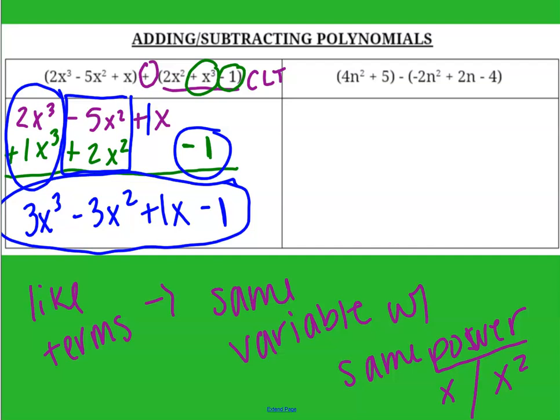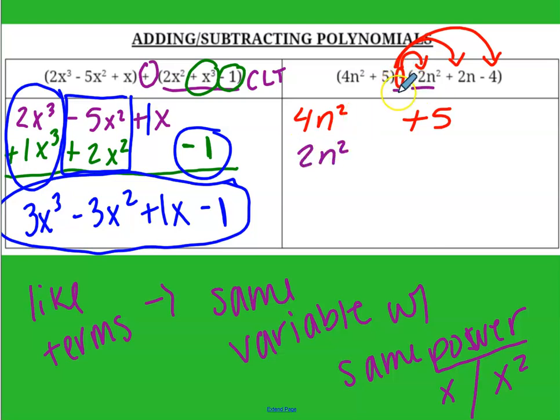Subtracting polynomials is similar to adding, but first we have to distribute the negative sign. So that negative, that minus sign is making all of those signs opposite. So we're going to have 4n to the 2nd power plus 5. Then when I distribute this negative sign to all of it, a negative times a negative makes that a positive 2n squared. A negative times a positive makes that a negative 2n. And a negative times a negative makes that a positive 4. And now I can just add them, because once you distribute that negative, it really becomes an addition problem.